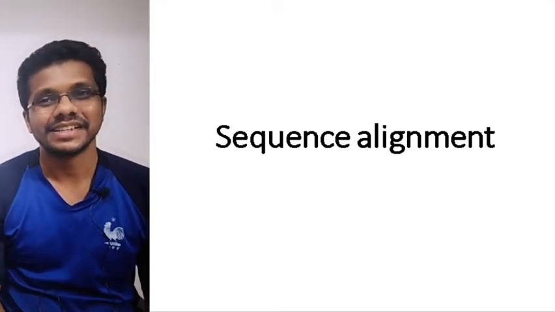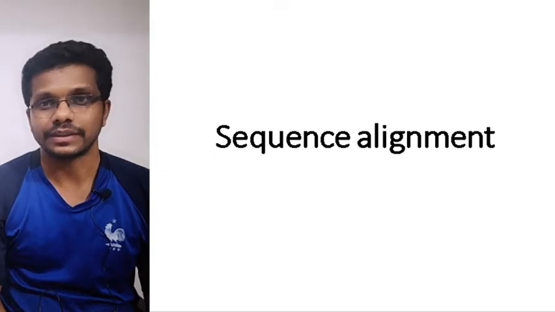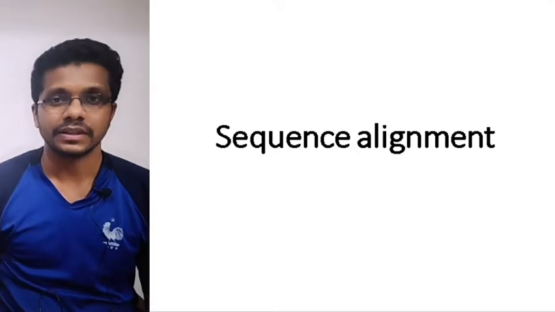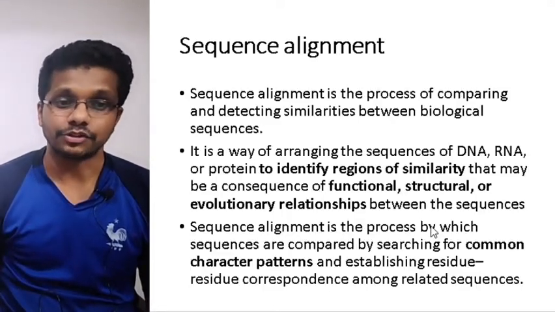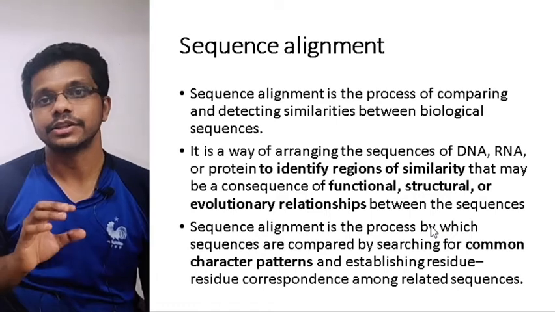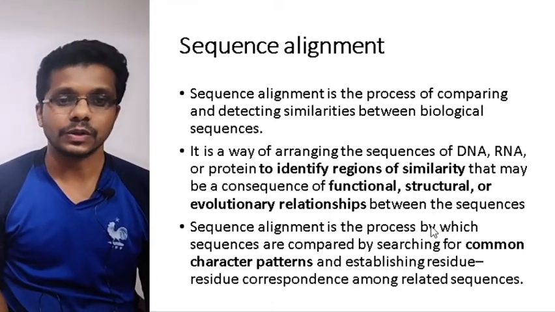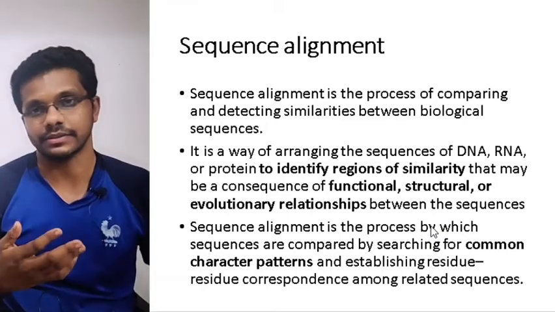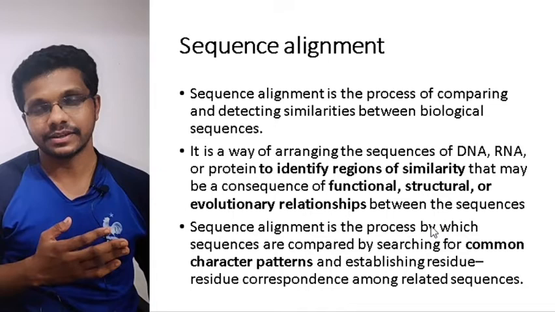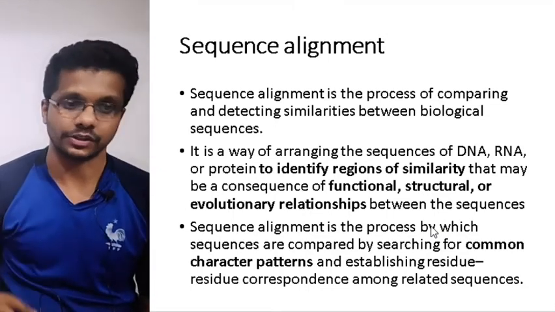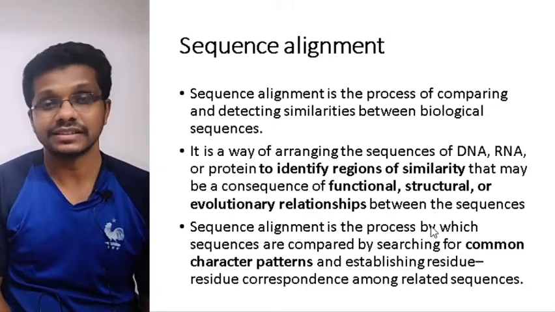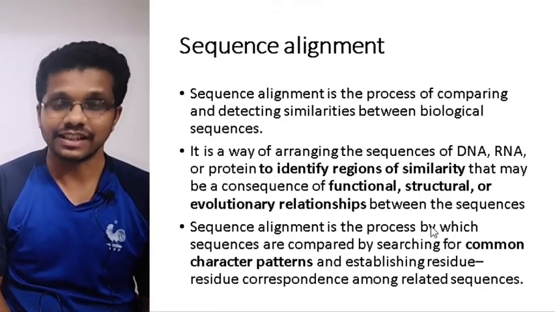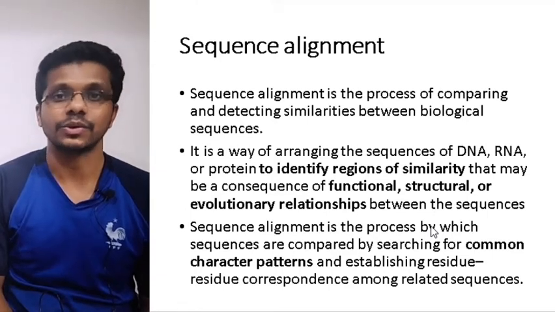Hi, sequence alignment is one of the powerful methods used in bioinformatics for pattern recognition as well as for prediction. Sequence alignment is actually looking for similarities between different sequences. It is a process of comparing and detecting similarities between biological sequences. These biological sequences can be a DNA sequence, RNA sequence, or protein sequence. By identifying the similarities between sequences, there might be a relationship in functional, structural, or evolutionary aspects of different sequences.